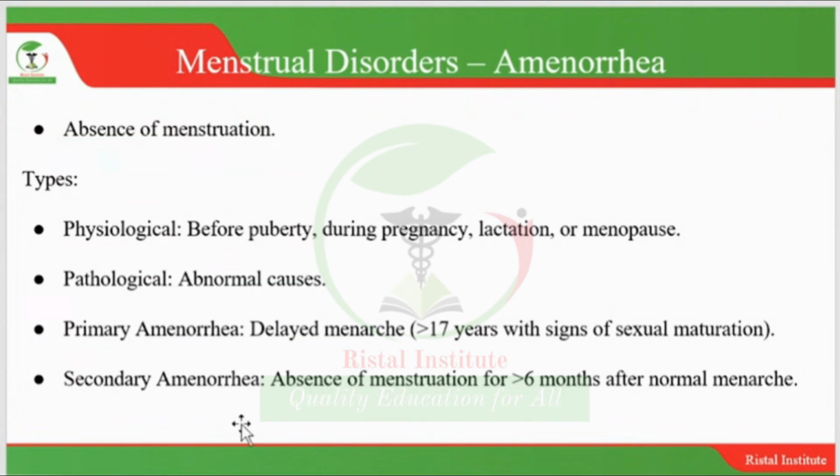Then secondary amenorrhea is absence of menstruation for greater than 6 months after normal menarche. If the girl has gone into her periods, then she stays for a period of greater than 6 months, for example, she goes like 1 year without seeing her periods, meaning there is a problem.